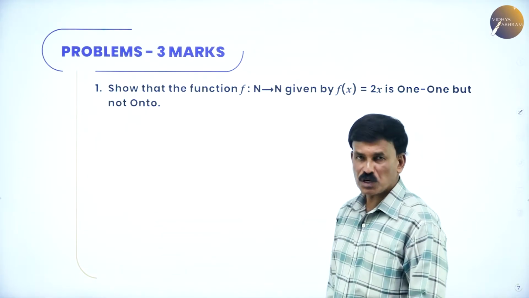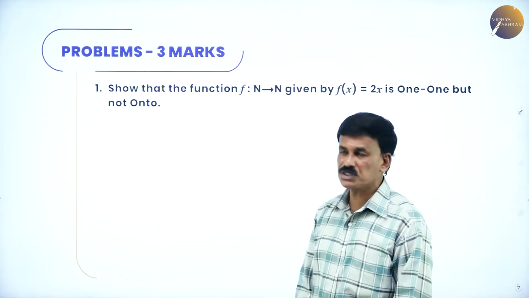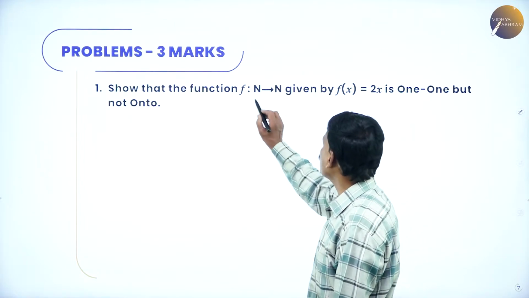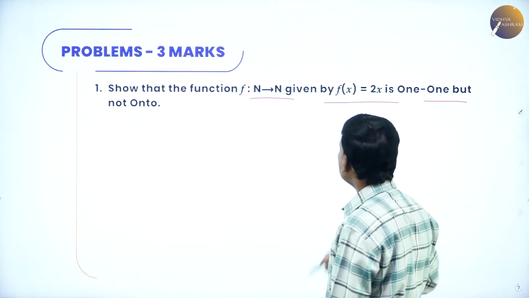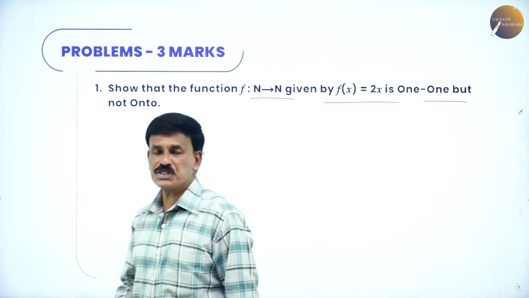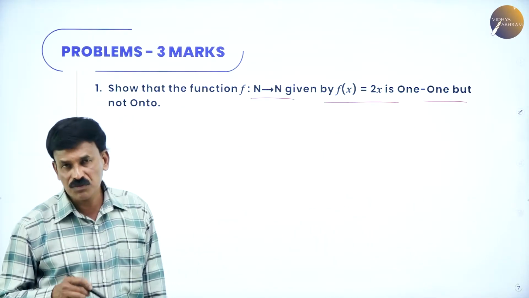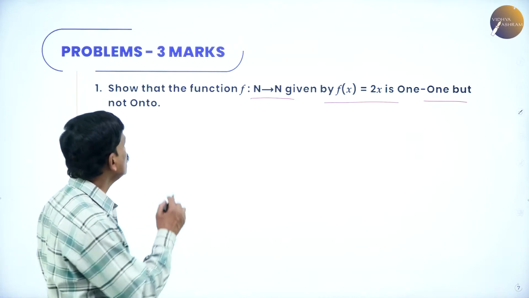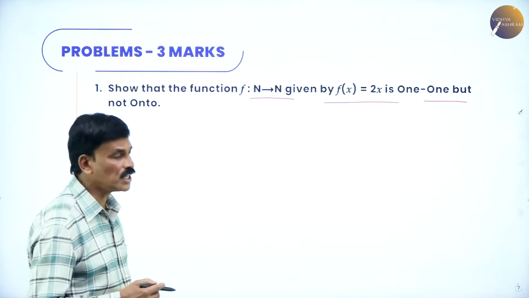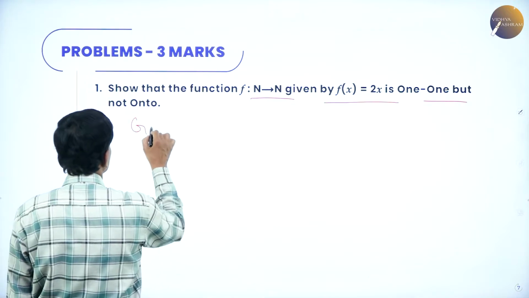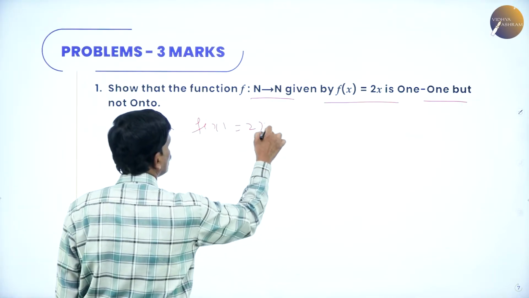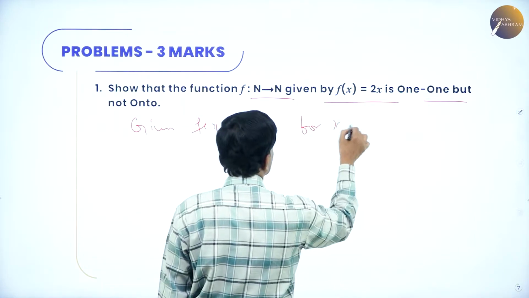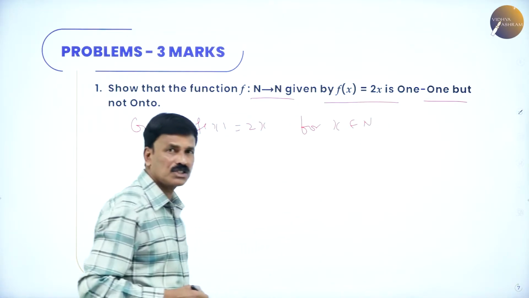Let us come to a few problems. These are all 2 or 3 marks questions. Now show that the function f from N to N given by f of x is equal to 2x is one-one but not onto. What is to be verified is that f is one-one but not onto on f from N to N, the set of natural numbers. Given f of x is equal to 2x for all x belongs to N.